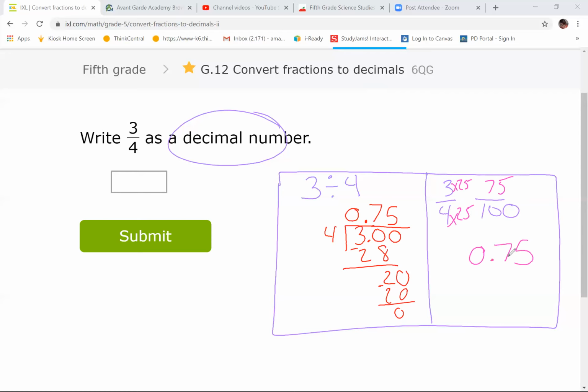So there's 2 ways to do it. You could do it as a division problem, or you could multiply that fraction to find the hundredth place. Only because the tenths wouldn't work, because we can't multiply 4 with anything to get 10. So what is our answer? Let me double check. Is this a decimal? Yes. 0 and 75 hundredths. Great job.